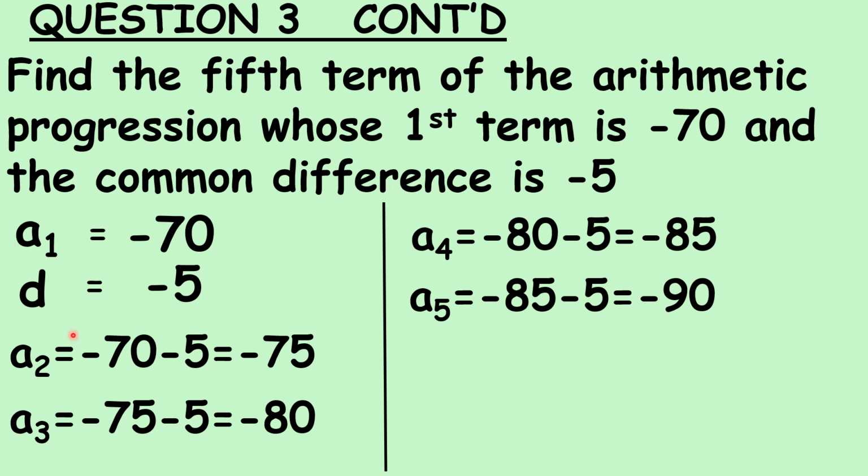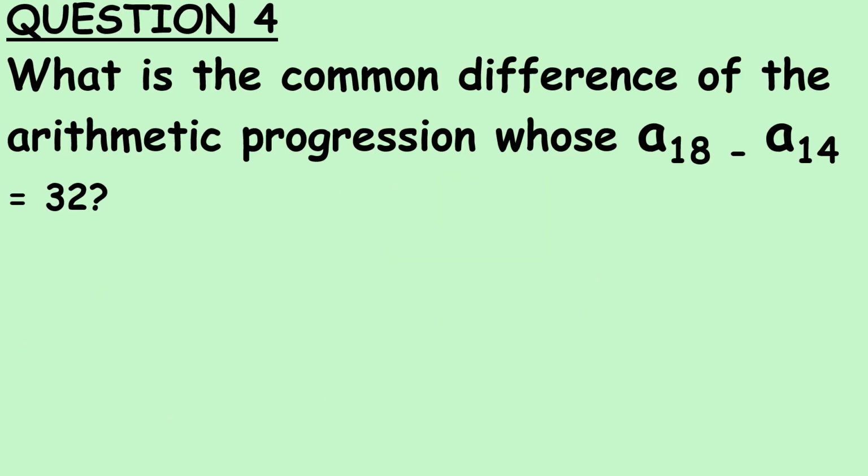But we won't be able to do this manually like this if we have very large numbers, and thus the need to understand how to get the nth term using a subscript n equals a1 plus, in the bracket, n minus 1 times the difference. So let's look at another question, question 4.